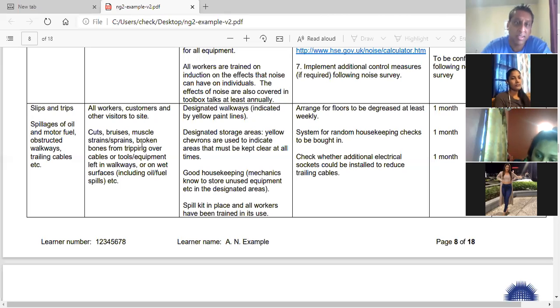So if you read this, you see they didn't just stop at cuts, bruises and muscle strain, but went on to say from tripping over cables or tools and equipment left in the walkway or on wet surfaces. So this is how the person could have been harmed. This is what is being done already.